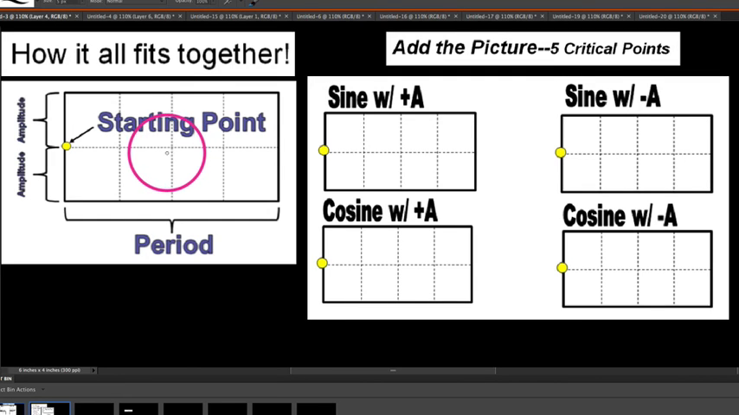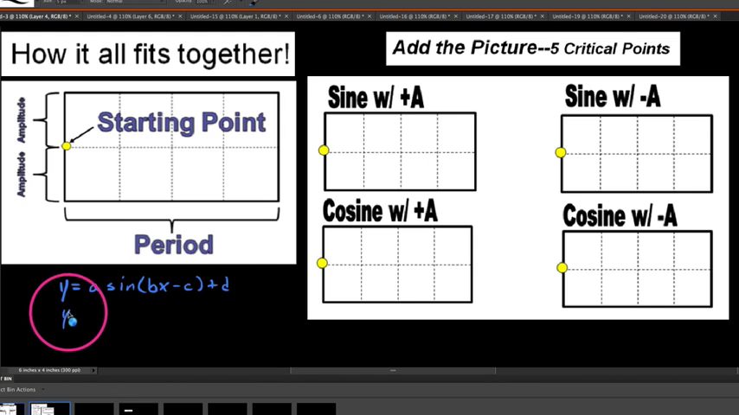Okay, YouTube, in the last couple of videos, we've looked at the basic patterns and shapes of the sine and cosine curves and talked about their anatomy with respect to their amplitude and period and how we determine those from functions. I suppose that we could write one here of the form y equals a sine bx minus c plus d, or we could say y equals a cosine bx minus c plus d.